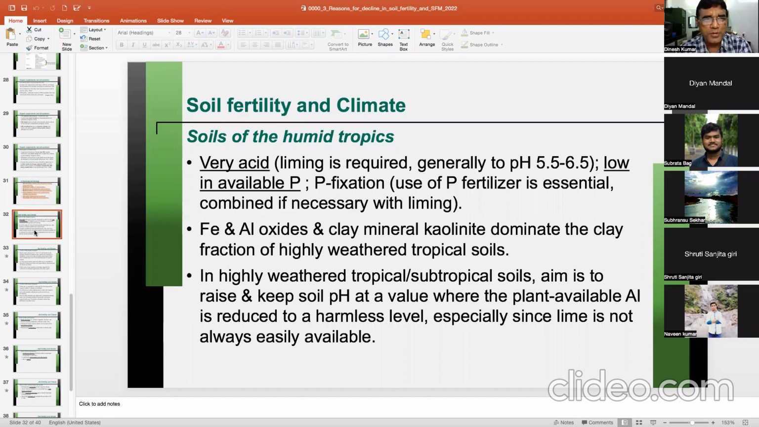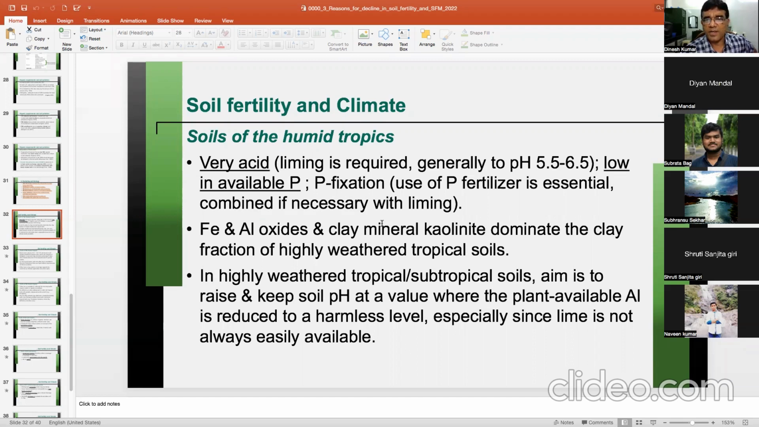So soils of humid tropics have some characteristics. They are acidic in nature, so liming is required. pH is 5.5 to 6.5, and they are low in available phosphorus. Some of you must be doing your degree in Eastern India, in Assam and Jharkhand, so you must know the level of phosphorus there.